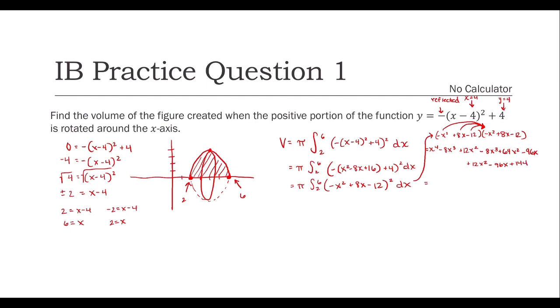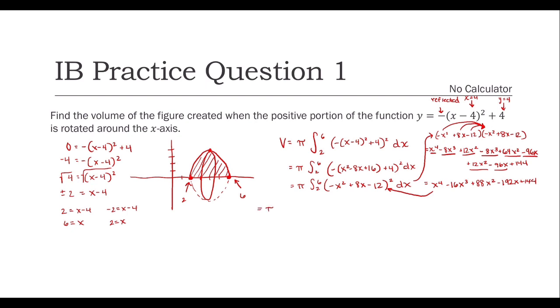So we'll combine our like terms. So we'll have x to the fourth, then we have negative 8x cubed and negative 8x cubed, so that's negative 16x cubed, then plus 12x squared plus 64x squared and plus 12x squared, so that's plus 88x squared, and then we have negative 96x and negative 96x, so negative 192x plus 144. So we'll go ahead and put that in place of this here.